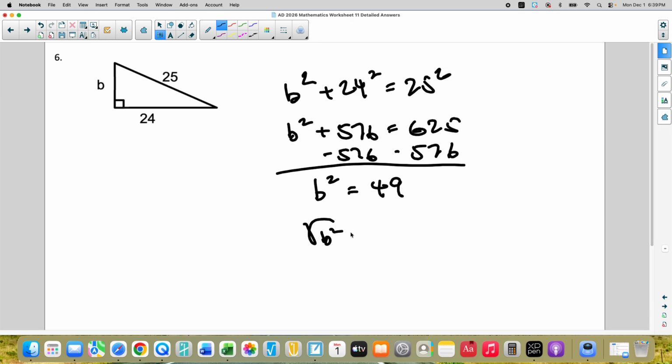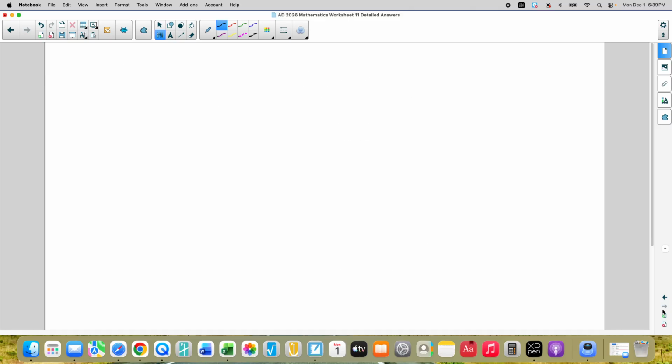Square root of b squared equals plus or minus the square root of 49. b equals plus or minus 7. So b equals 7. That's it. That's how fun and easy that one is. Gotta like that efficiency. Pretty straightforward.